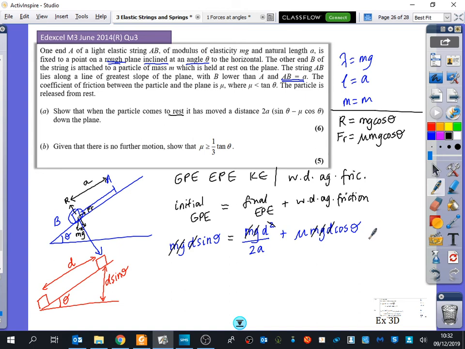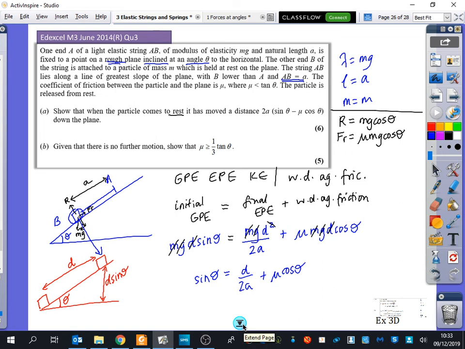Because look how much work we've done to get there. This is where mechanics is not about how much work there is on the page, it's how accurate the work is that you've got there. It's the quality, not the quantity. So we've now got sine theta equals d over 2a plus mu cos theta. What a relief. Now we just want to get that by itself.